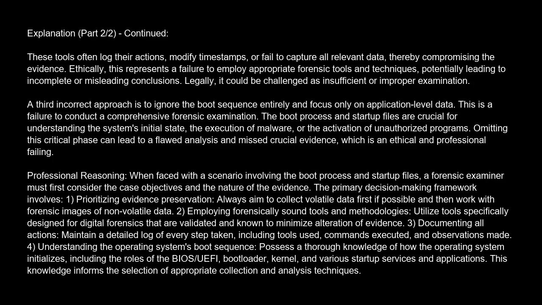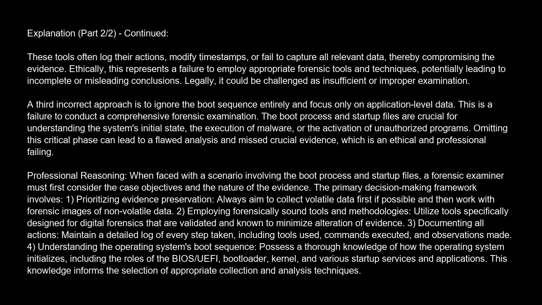The primary decision-making framework involves: 1. Prioritizing evidence preservation. Always aim to collect volatile data first if possible, and then work with forensic images of non-volatile data. 2. Employing forensically sound tools and methodologies. Utilize tools specifically designed for digital forensics that are validated and known to minimize alteration of evidence. 3. Documenting all actions. Maintain a detailed log of every step taken, including tools used, commands executed, and observations made.